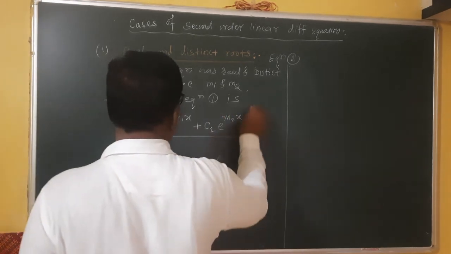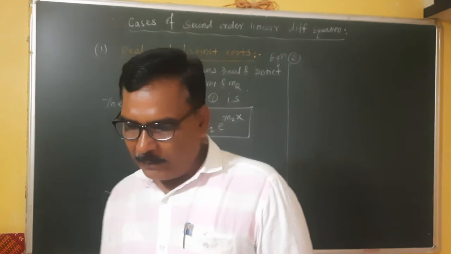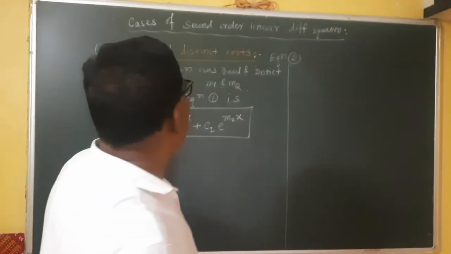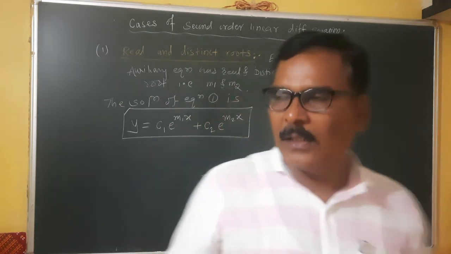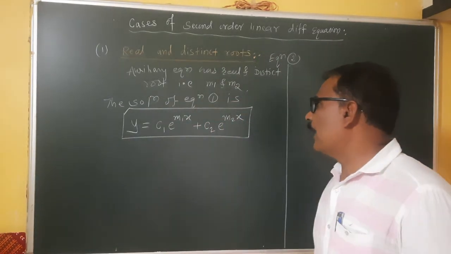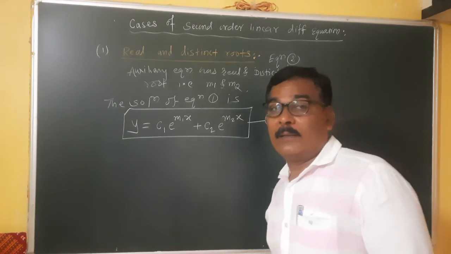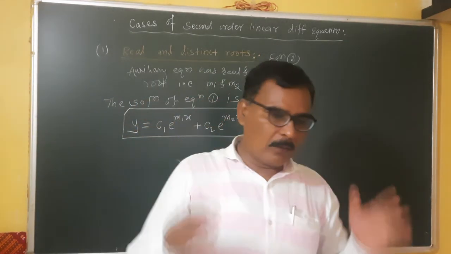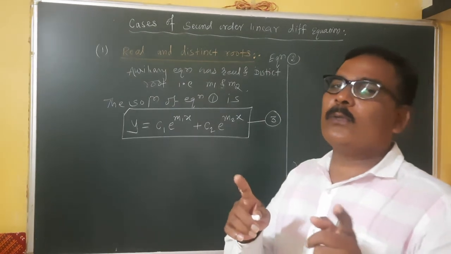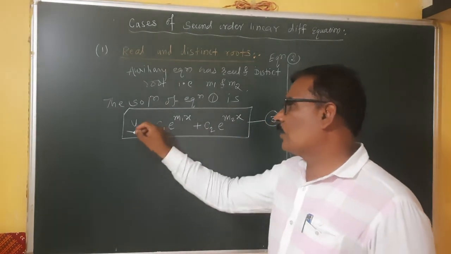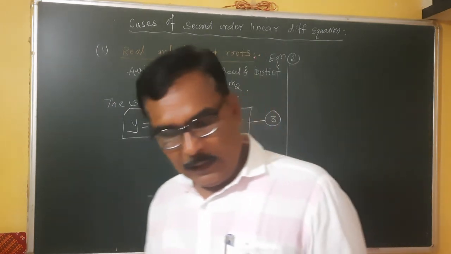This is the solution we have to consider for the second order linear differential equation for real and distinct roots. If the auxiliary equation has real and distinct roots m1 and m2, the solution is y equals c1 into e raised to m1x plus c2 into e raised to m2x. This is equation number 3. Remember, this is a very important solution. m1 and m2 are real roots, but they are unequal. That's why the solution is y equals c1 into e raised to m1x plus c2 into e raised to m2x, where c1 and c2 are arbitrary constants.